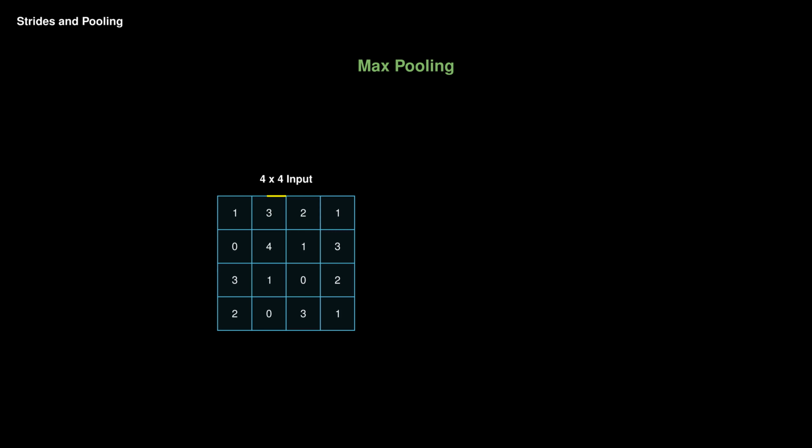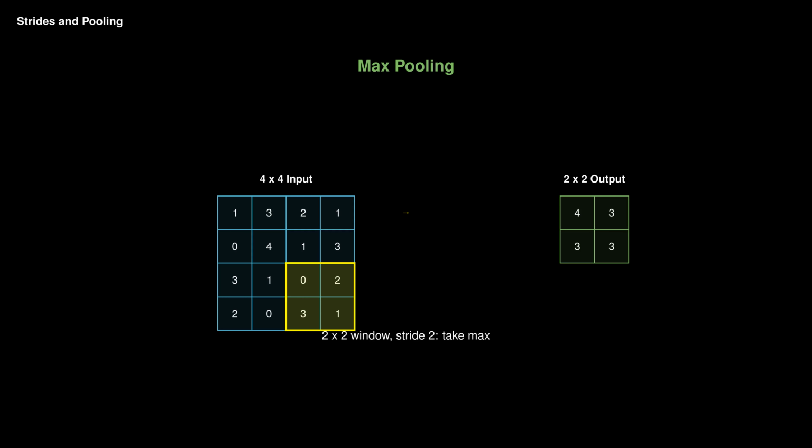The second way to downsample is pooling. Max pooling uses a window, say 2x2, with stride 2. At each position, it takes the maximum value in the window. No learnable parameters. It just keeps the strongest activation. For example, a 4x4 input with 2x2 max pooling gives a 2x2 output.